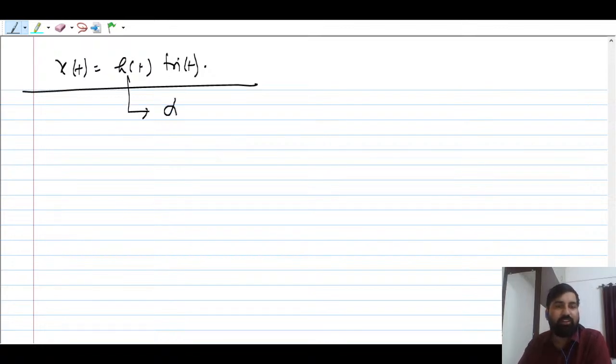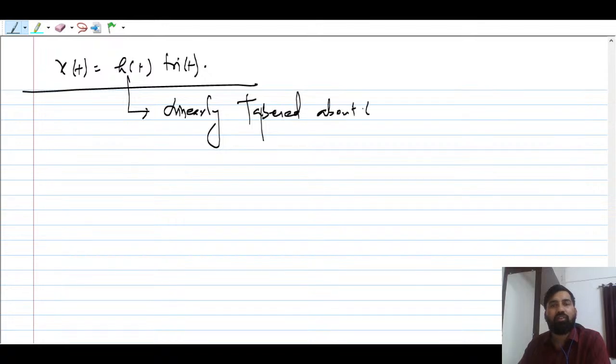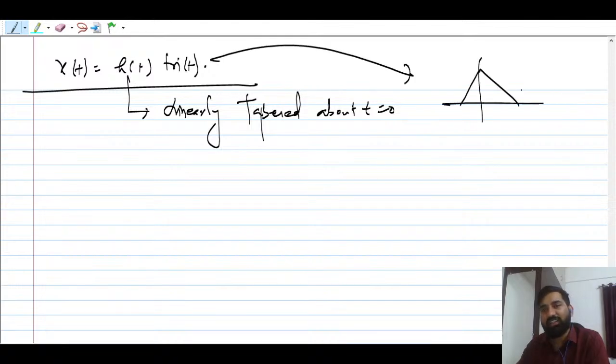This will be linearly tapered, okay, about t equal to 0. What is the meaning of linearly tapered? Your triangular looks like this now. It is linearly tapered only, right? Here it is linear only, right? There is a slope, a negative slope and a positive slope, right?